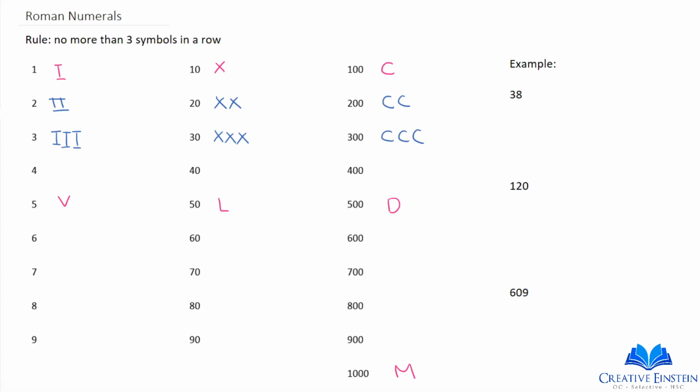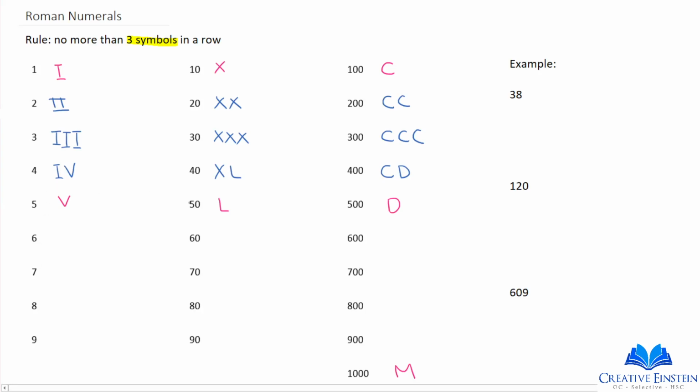Now remember our golden rule was we can't have more than 3 symbols in a row. So we can't have 4 I's. But we do know that 4 is 1 less than 5. So 1 and 5, IV. 1 less than 5. By that same logic, 40 is 10 less than 50. So 40 would be XL. And again, using that same logic, 400 is 100 less than 500. So it's CD.